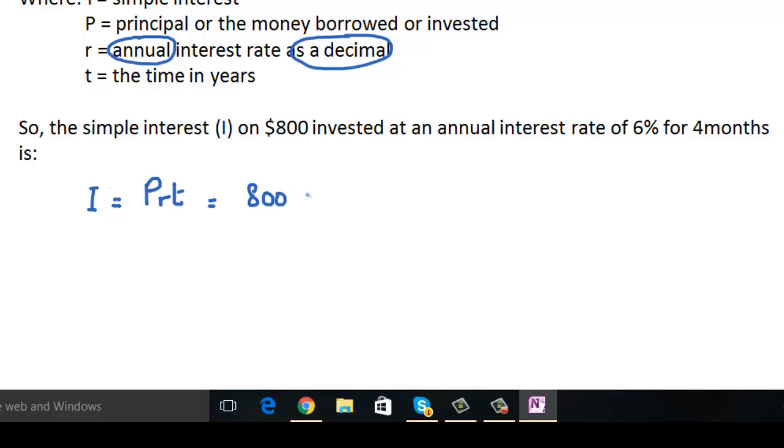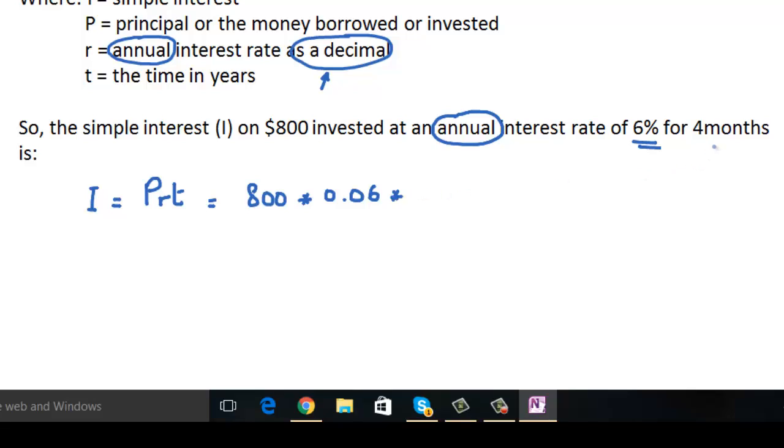Excellent. R is the annual rate. Can you see the annual rate here? It's very important: annual interest rate of 6%. Don't forget, you cannot put 6% here. We have to switch it to a decimal, so 6 over 100, that means 0.06, times T. If it's for 1 year, I will type 1, or I don't type anything and we skip it.